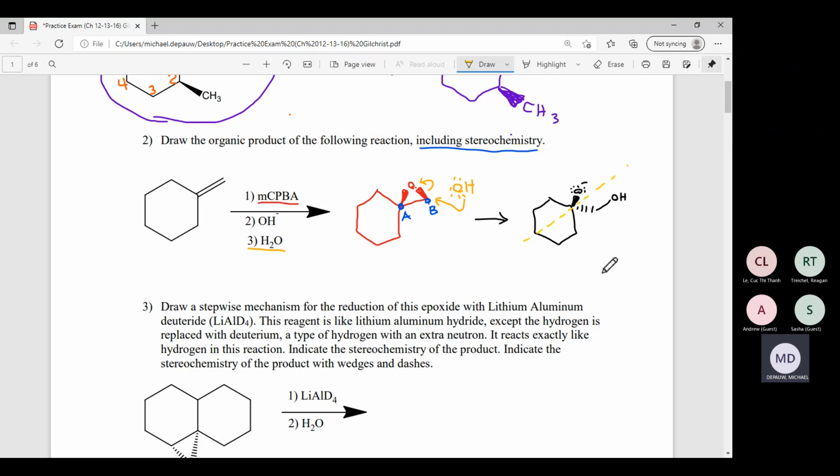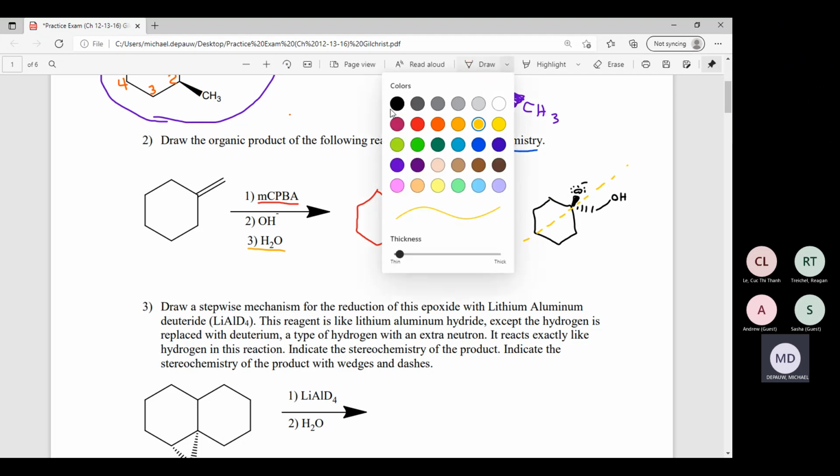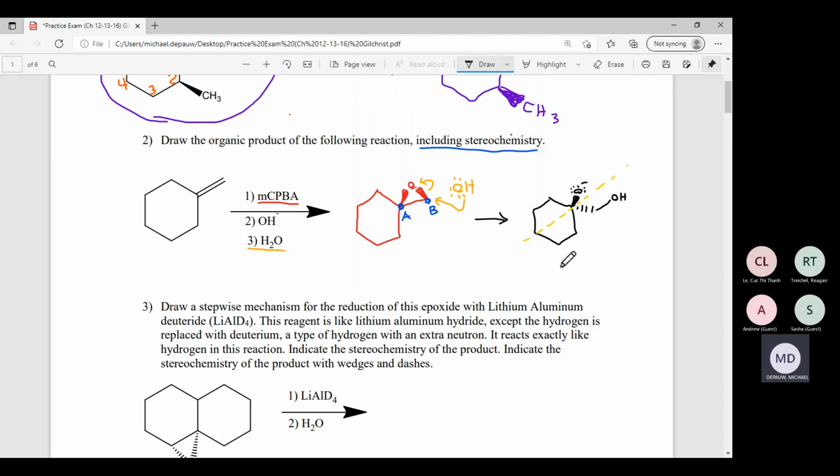So yeah, it doesn't really matter. You don't really have to worry about stereochemistry. All water is going to do is protonate that O. It's going to become an OH. So your final answer is actually going to look something like this.